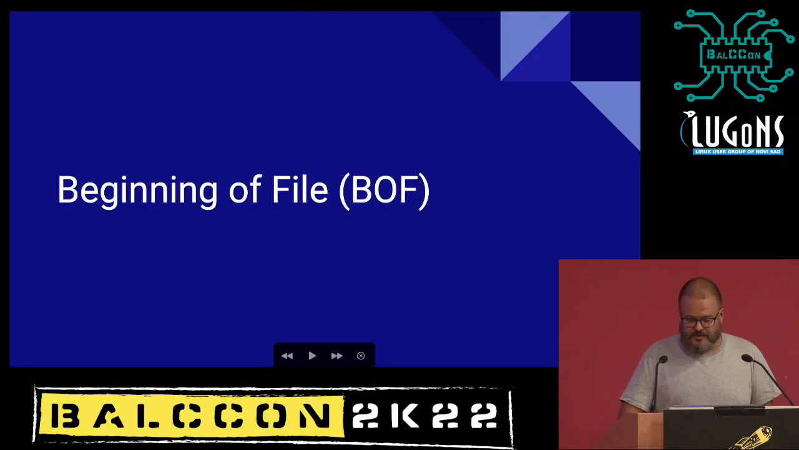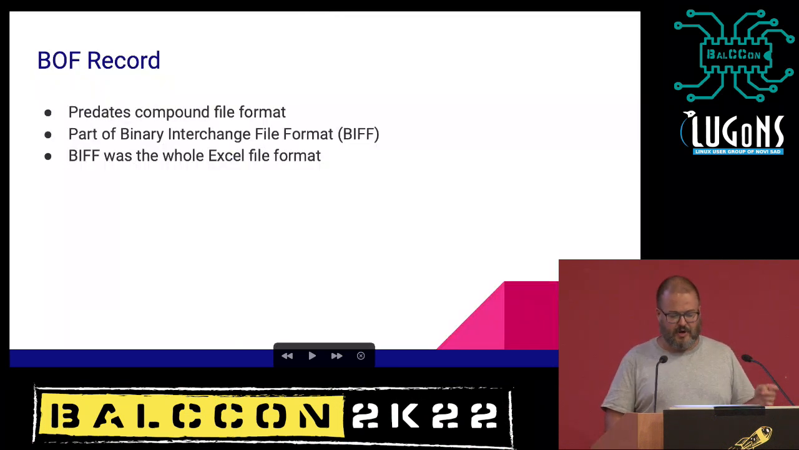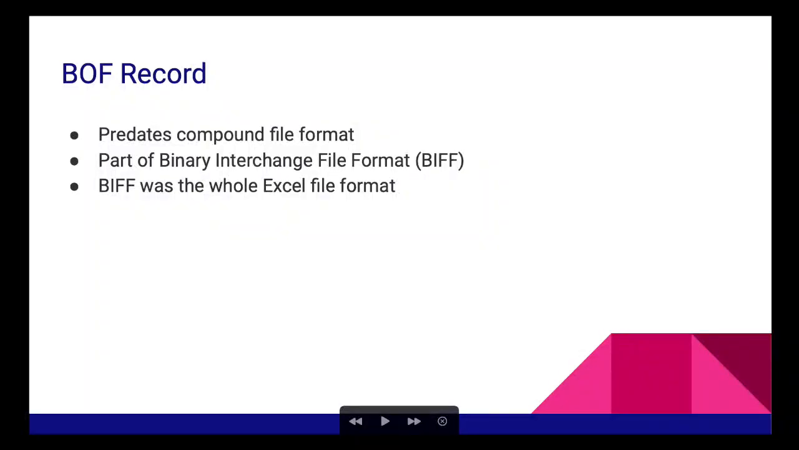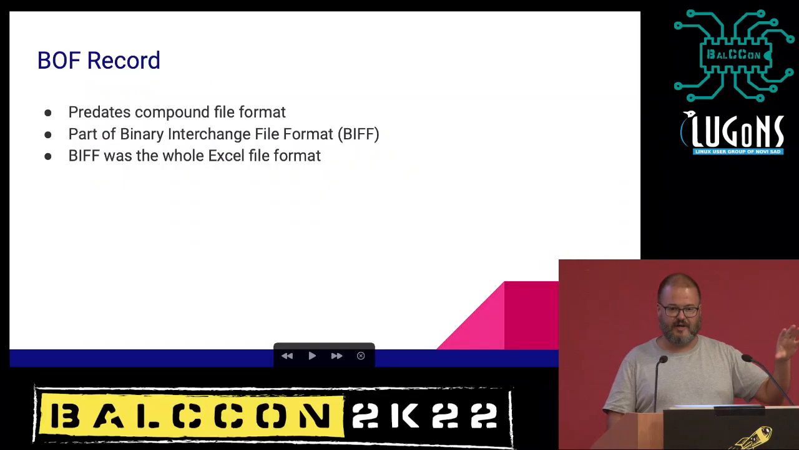So what we're first going to look at is the BOF record, the beginning of file. To understand the BOF record, we need to have a little bit of a history lesson. The BOF record is part of the Binary Interchange File Format, or BIFF format. And long ago, in Excel 4.0 and earlier, meaning the Excel 2, Excel 3, and Excel 4 versions, the Binary Interchange File Format was the Excel file format.